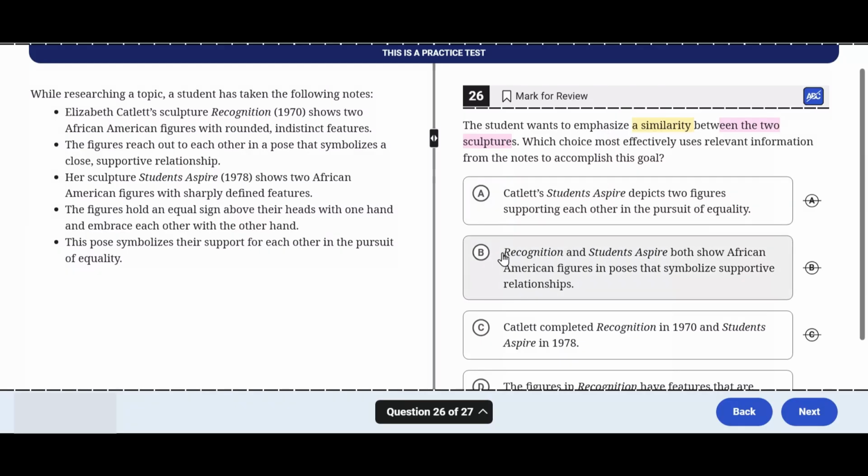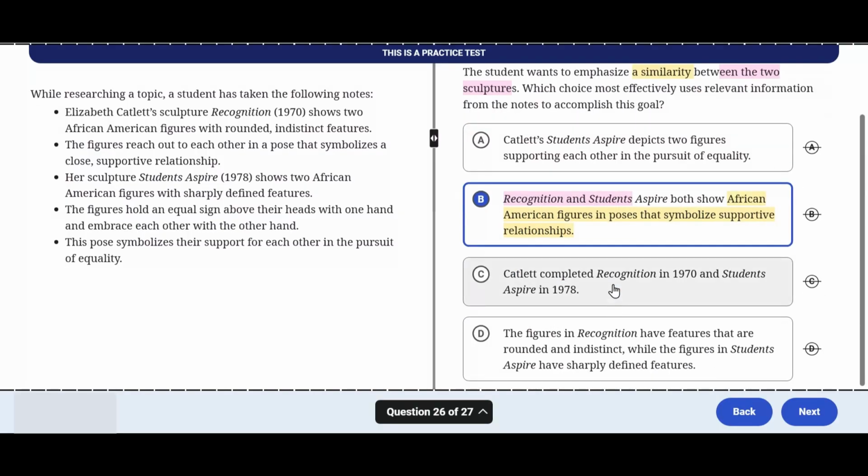Going down below, it says Recognition and Students Aspire. So that's two sculptures. Both show African American figures in poses that symbolize supportive relationships. So yeah, they both have a similarity. It's probably your answer, but let's go and keep going. Catlett completed Recognition in 1970 and Students Aspire in 1978. It does mention two sculptures, but it doesn't have a similarity. In fact, there are differences between dates.